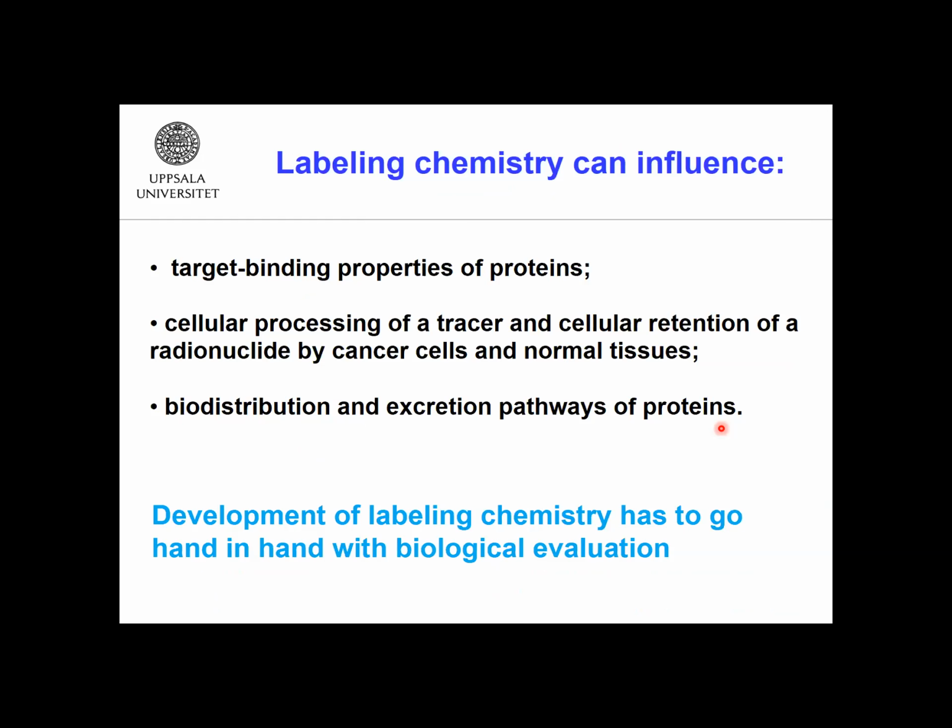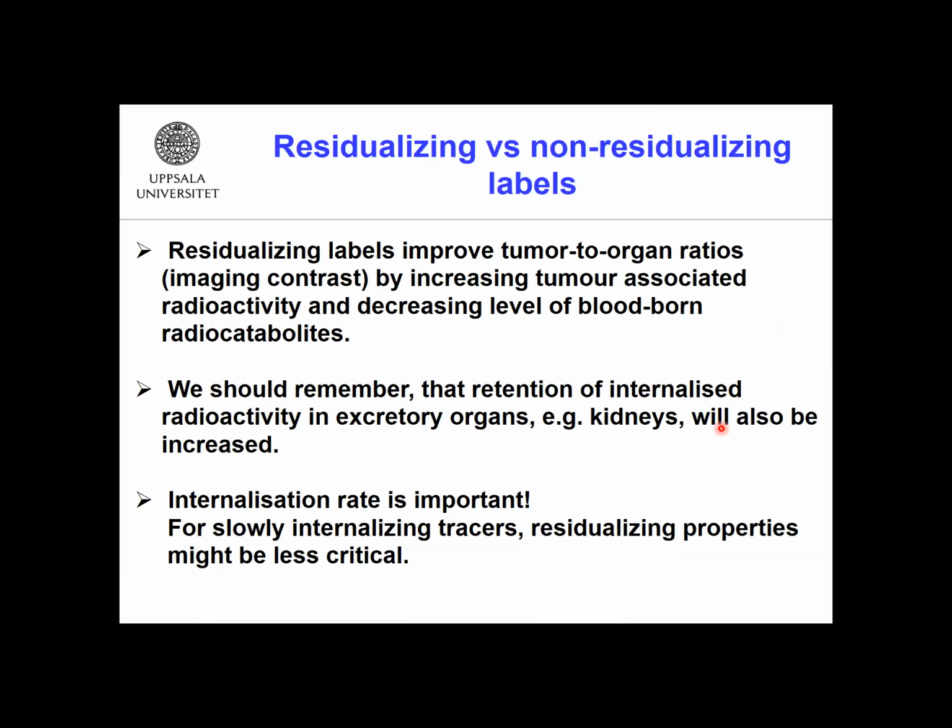Of course, the labeling chemistry is essential, and during our previous lectures, we have considered different approaches, and I hope that me and Angelica managed to convince you that labeling chemistry, by influencing target binding properties of the protein, cellular processing of the tracer, and biodistribution, might make a big difference in the development of imaging probes and make a difference between success or failure.